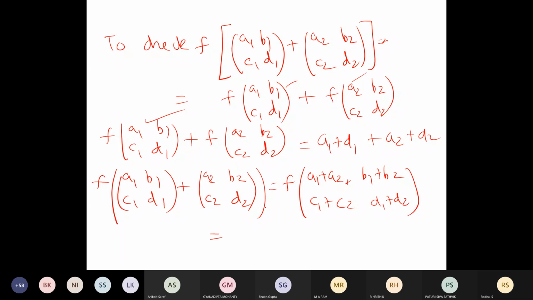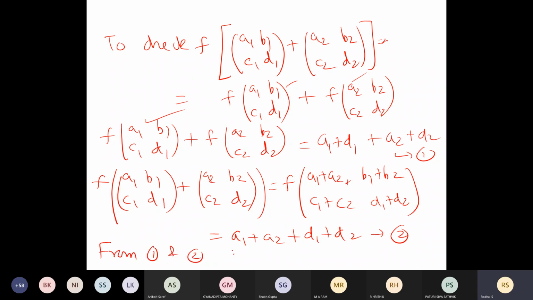What is this? Where does it map? A1 plus A2, D1 plus D2. Both are one and the same. So if I want, I'll do like this. Let this be 1. Let this be 2. So from 1 and 2, F is a group homomorphism.